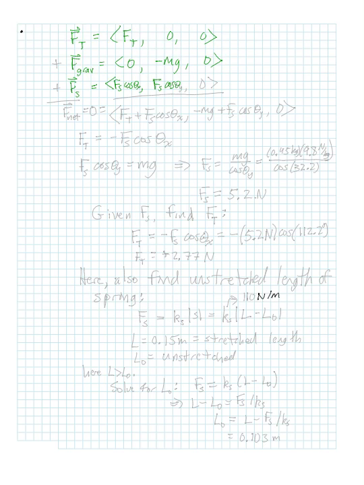And I know that if I add the three of these together, I get F net. And because the ball is stationary, F net is 0. And if I add the three vectors on the right-hand side, I get Ft plus Fs cosine theta x, minus mg plus Fs cosine theta y, comma 0.